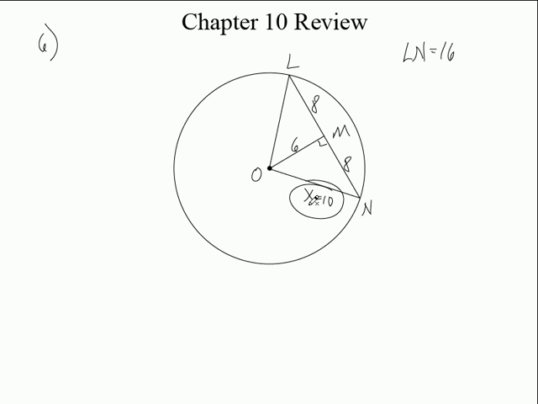If you didn't recognize it was a 3, 4, 5, you could have always done the Pythagorean theorem. It would still work out to 10. Alright, but that's the theorem that you needed to know, that the radius, if it hits a chord perpendicular, then it bisects that chord.